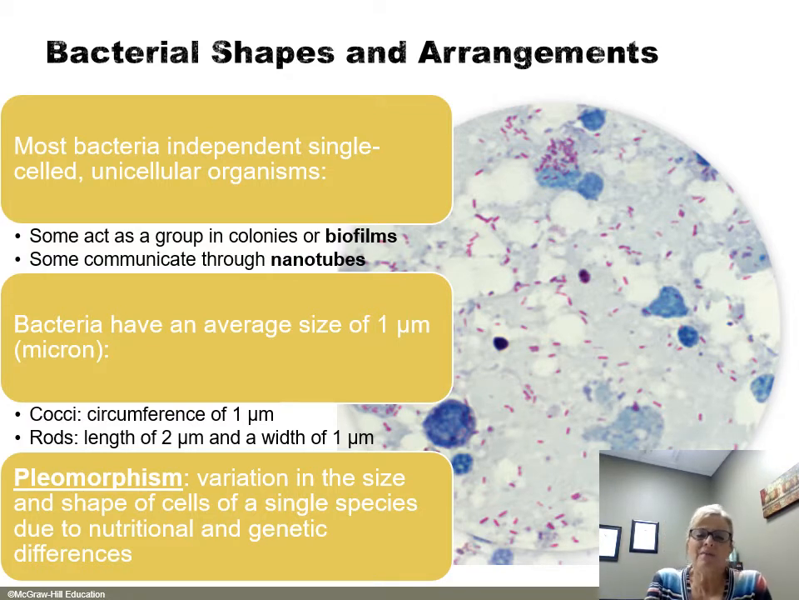The size of an average bacterium is about 1 micrometer. That's a micron. Micro is 1 × 10⁻⁶. Now that's kind of hard to wrap your head around what size that really is.